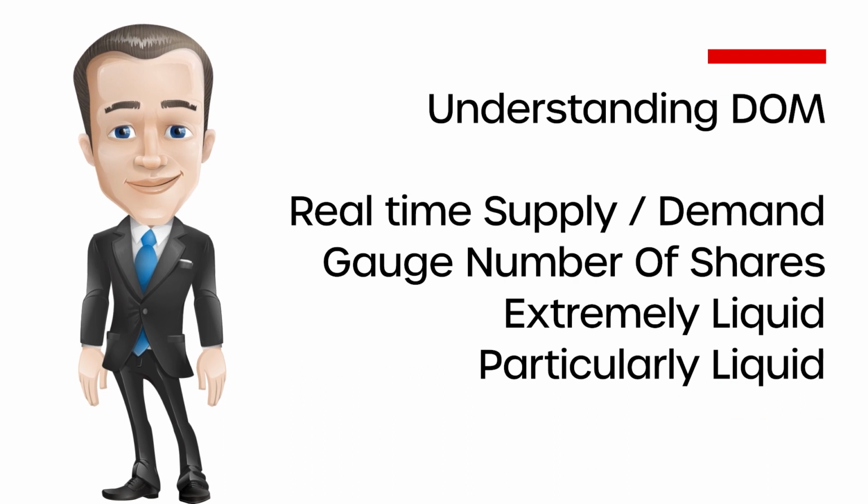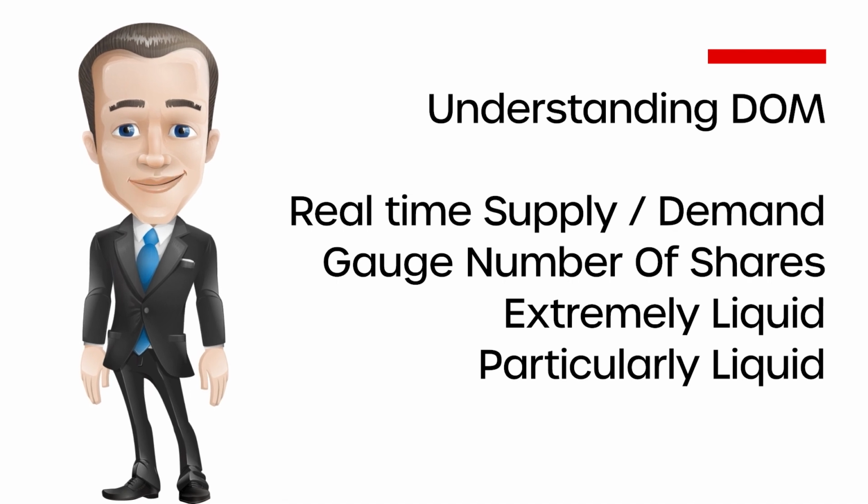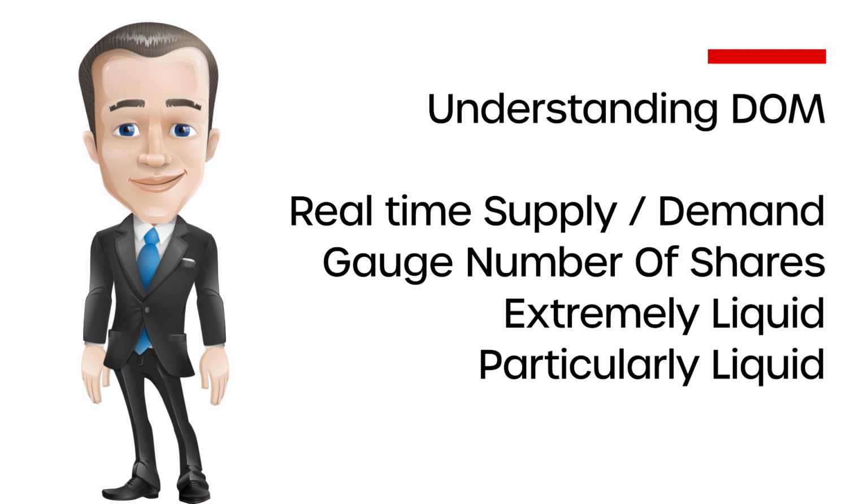Understanding DOM. By measuring real-time supply and demand, market depth is used by traders to assess the likely direction of the asset's price. It's also used to gauge the number of shares of an asset that can be bought without causing its price to appreciate. If a stock is extremely liquid, it has a large number of both buyers and sellers. A buyer can purchase a large block of shares without causing a substantial stock price movement. However, if a stock is not particularly liquid, it doesn't trade as consistently. Purchasing a block of shares may have a noticeable impact on the stock's price.